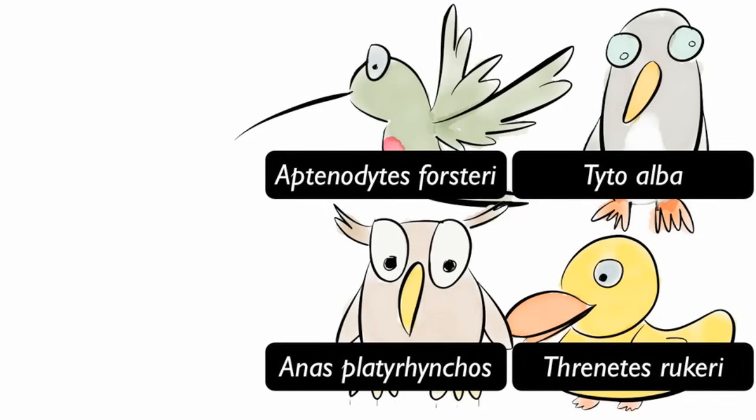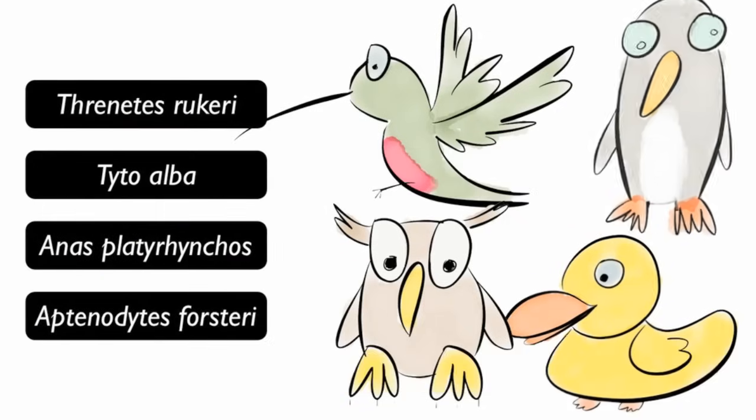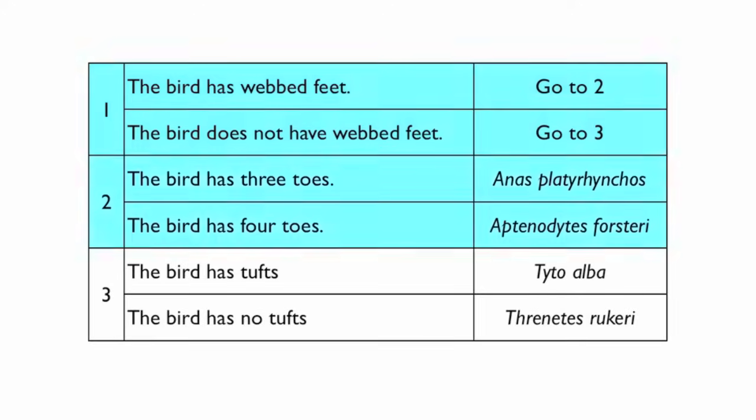Scientists have figured out a way to make a chart to help you better identify birds based on their characteristics. The chart is called a dichotomous key. Reading a dichotomous key is easy. Take a look at the hummingbird.